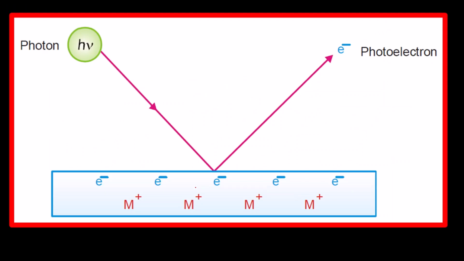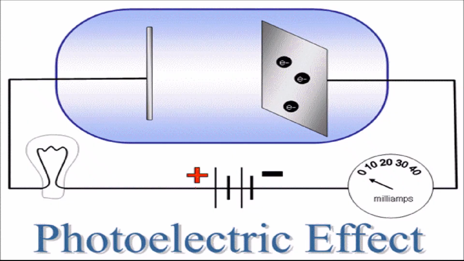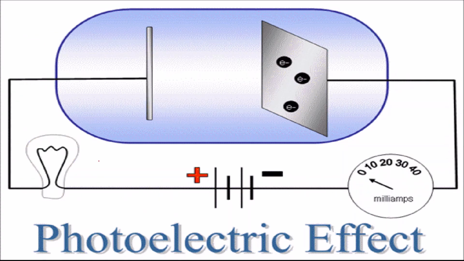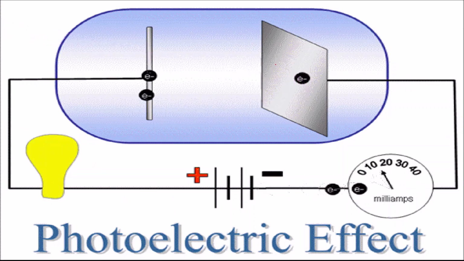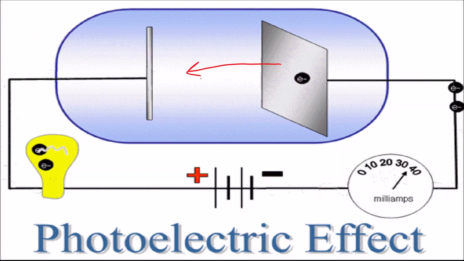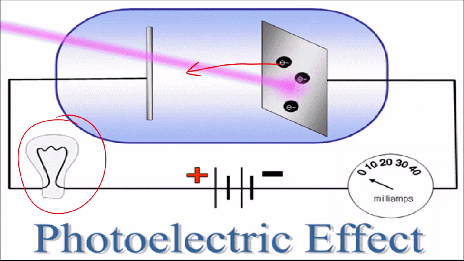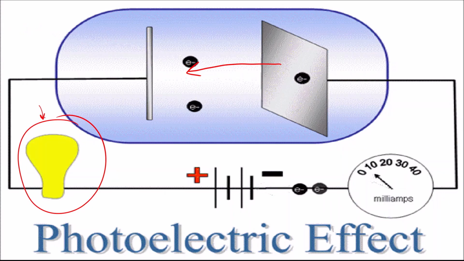So you take this experimental setup. The metal surface is given, you can see electrons are ejected, and you connect it with a particular circuit, an open circuit, which will be completed only when the electrons are ejected. So you can see the electrons are emitted and they move through the wire and the bulb lights. The bulb will light when there is current passing through the wire.